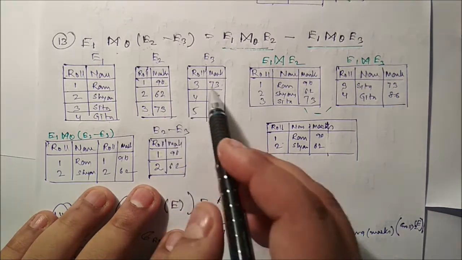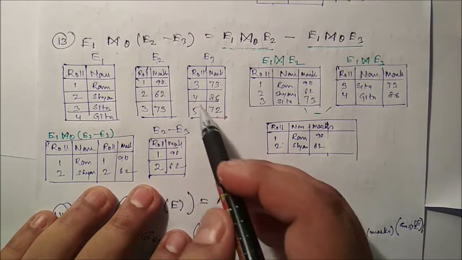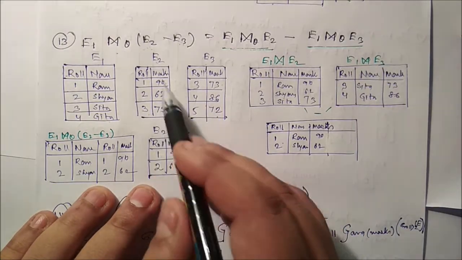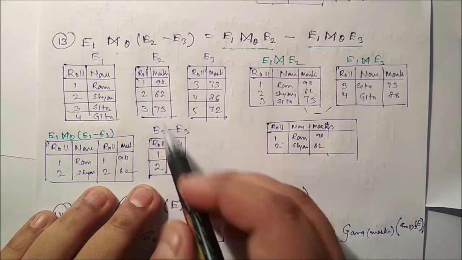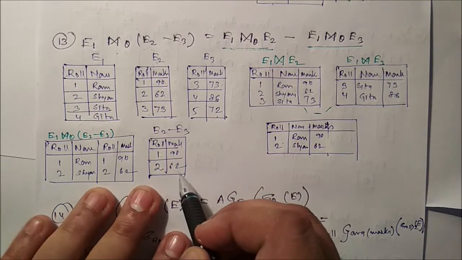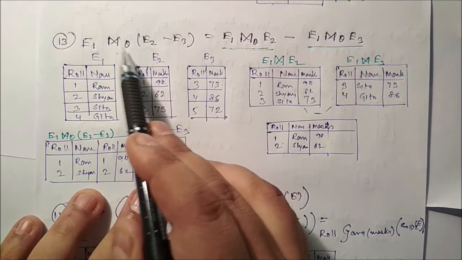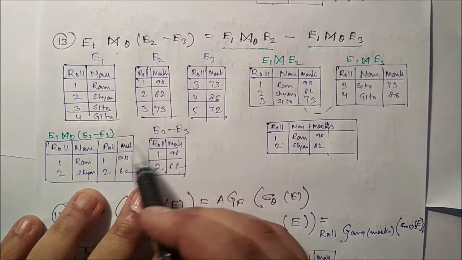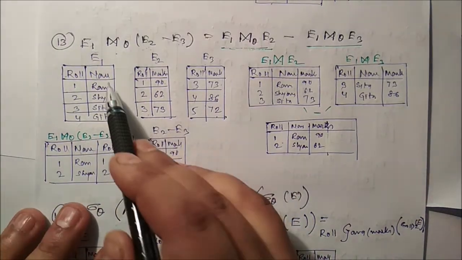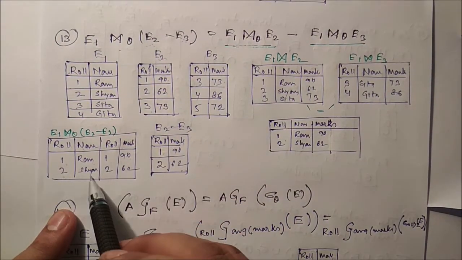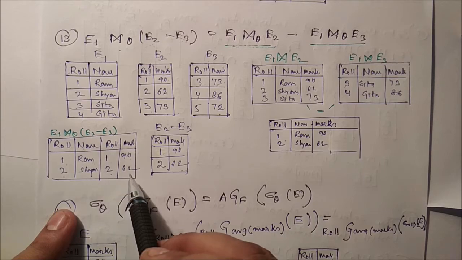We have to eliminate the attribute if it is present in E3. So roll number 3 is present here, so we have to eliminate roll number 3 from this particular E2 table. So output will be what? 190 and 262. After that, on the result, we apply the equi join with E1. So if you merge these two tables, the output will be what? 1 Ram 190, 2 Shyam 262.